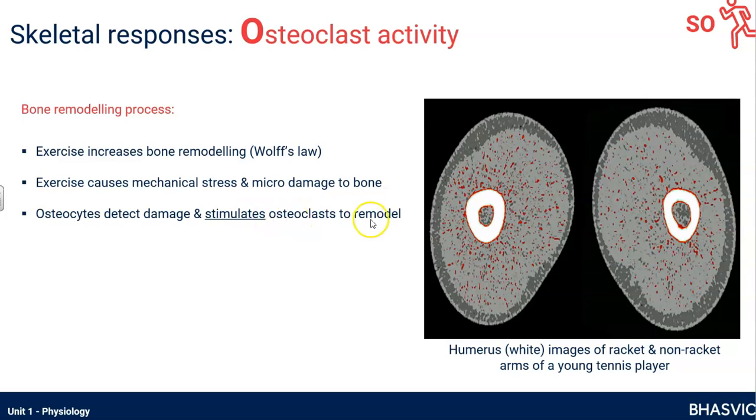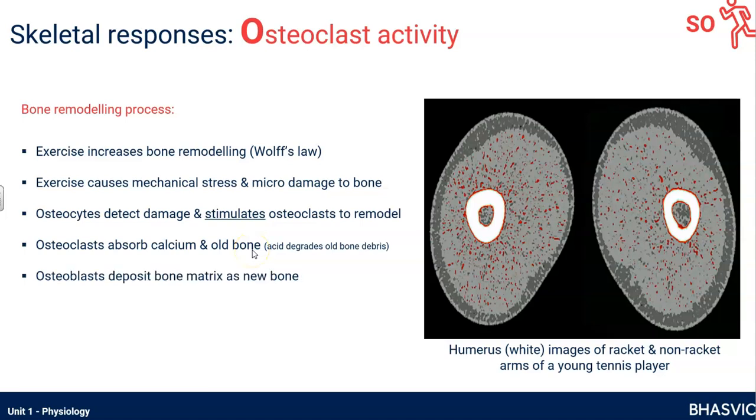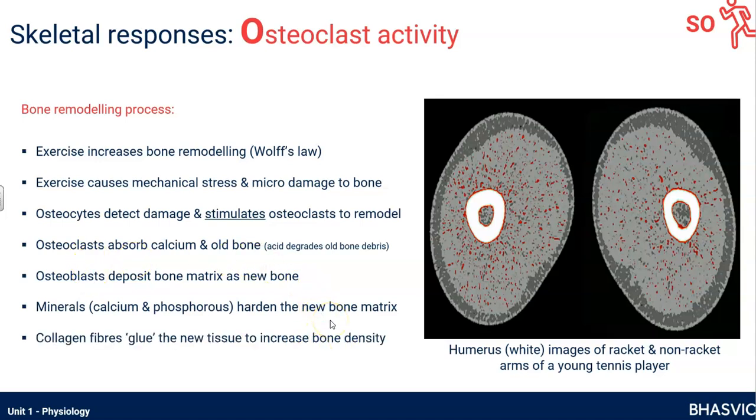stimulate osteoclasts to remodel. So the exercise brings about the activity of osteoclasts to begin that remodeling process. And they will then absorb the calcium, break down that old bone, and then start the process of replacing it with new bone by osteoblasts. And ultimately, we deposit more calcium and phosphorus and collagen as well, which is a protein, so that we get new, stronger bone. So exercise causes osteoclast activity and then osteoblast activity to ultimately deposit new, strong bone.